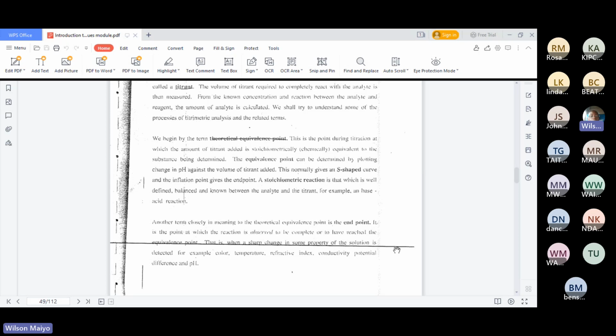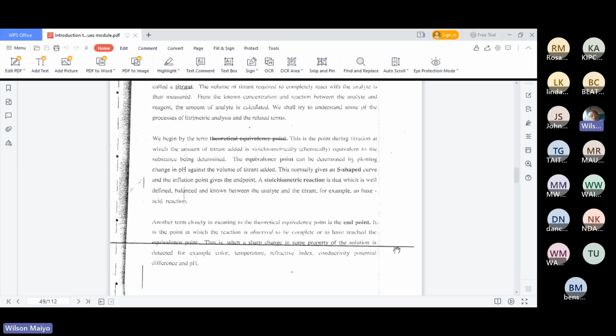So end point does not necessarily mean equivalence point, but it is the point that you observe and say that the reaction is now complete, or I've reached the equivalence point. So equivalence point and end point are very closely related, but they mean two different aspects at the same time. The end point is the actual point that you observe, while the equivalence point is the amount that is stoichiometrically equivalent to the substance that is being determined.